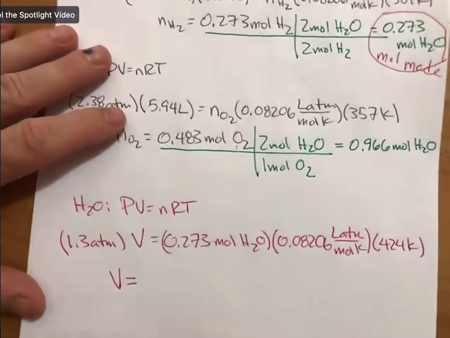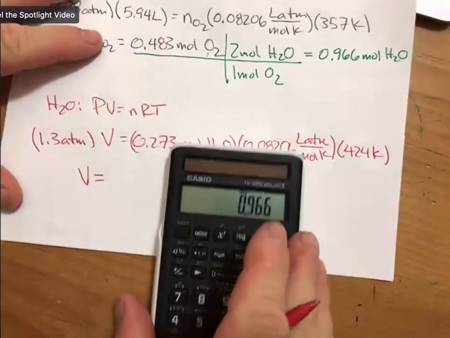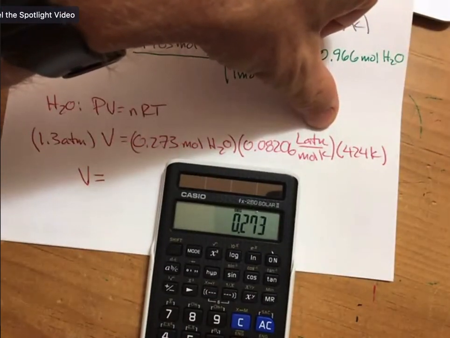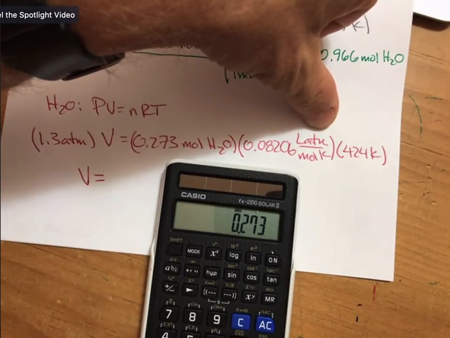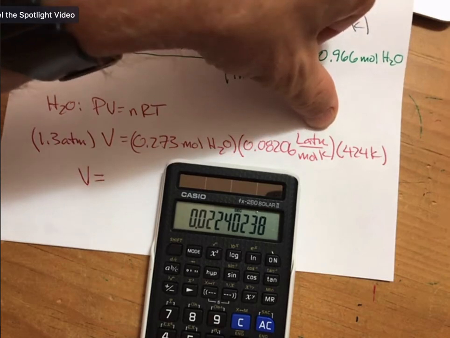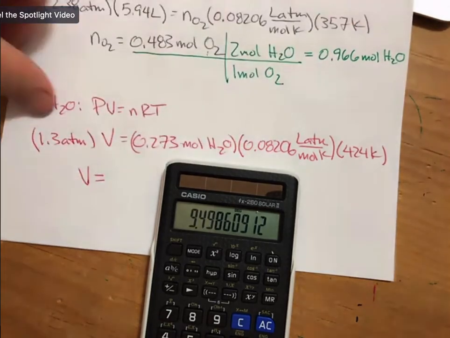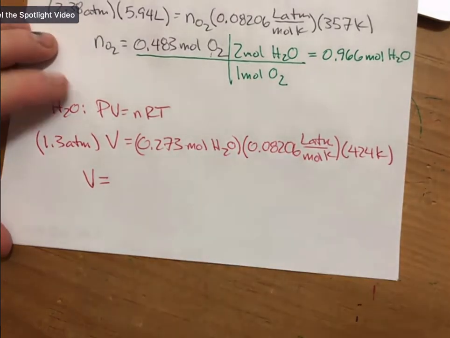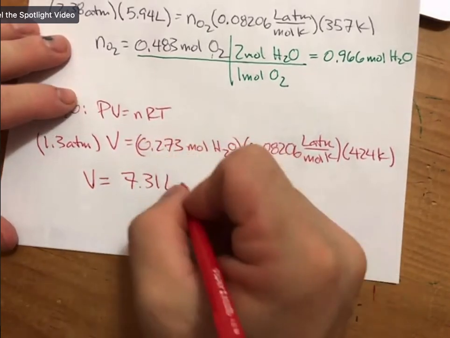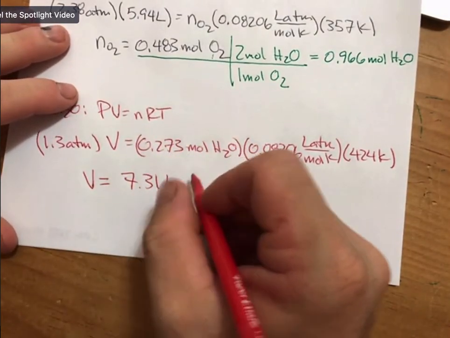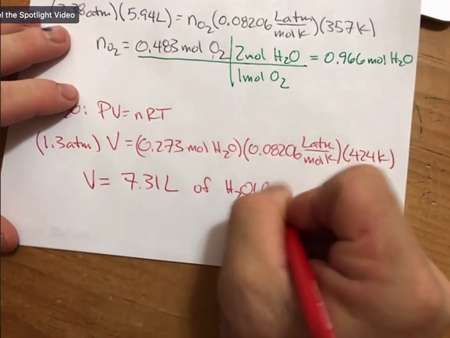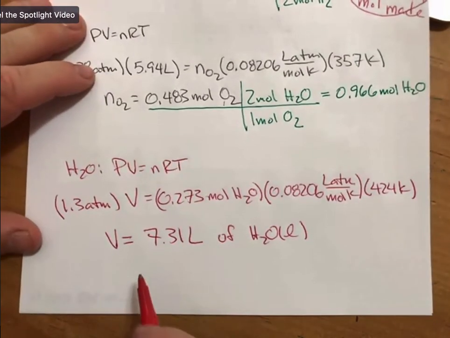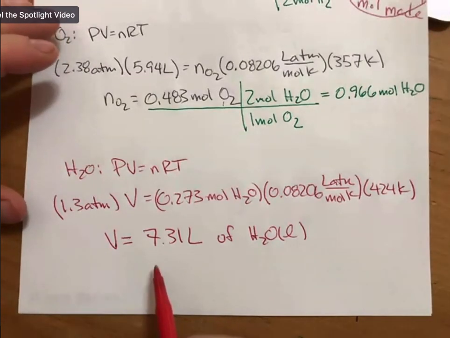So rearranging to solve for volume, it's going to be each of the terms on the right-hand side multiplied together, divide by 1.3 atmospheres, and I get 7.31 liters. And 7.31 liters is a fine answer. Liters of H2O liquid is also a fine answer, but it's not like molarity where I need you to write the solute. So this one would be 7.31 liters.